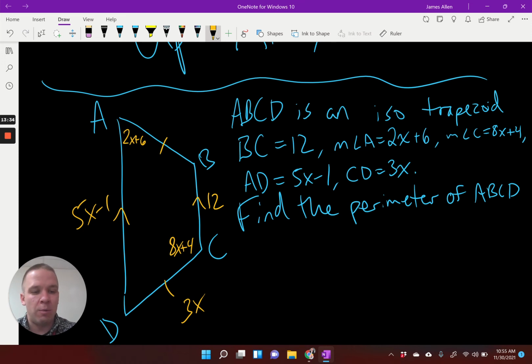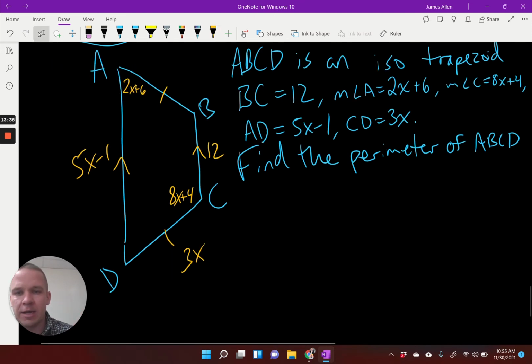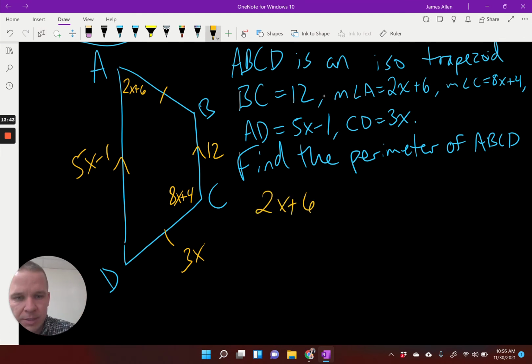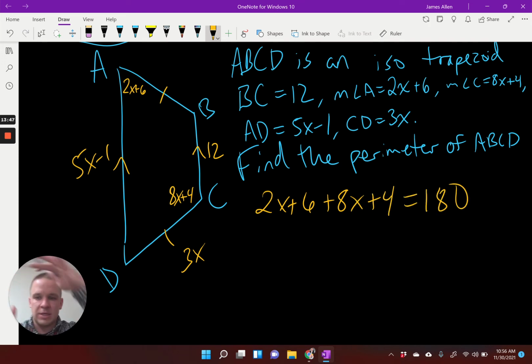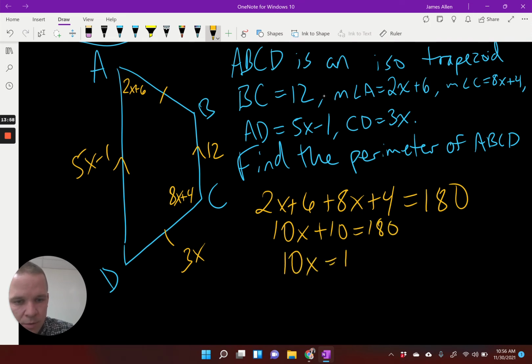All right. What do we got? What are we going to do? Okay. I got an idea. First off, one upper base angle and one lower base angle, they are going to be supplementary. So 2x plus 6 plus 8x plus 4, that equals 180. That's an upper base and a lower base angle, so we compare them. So I have 10x plus 10 equals 180. So 10x equals 170. So x equals 17. Lovely. Fantastic. Wonderful.